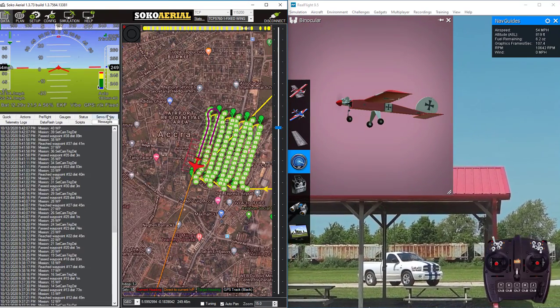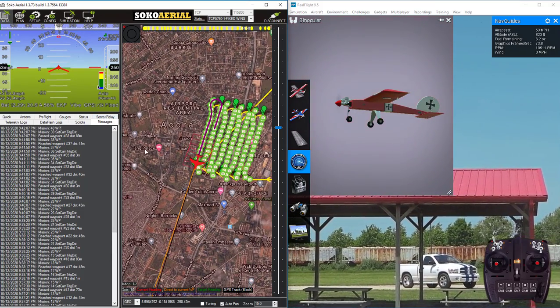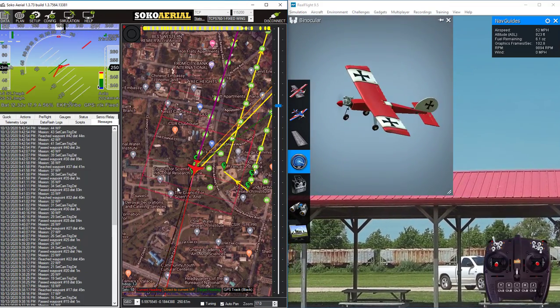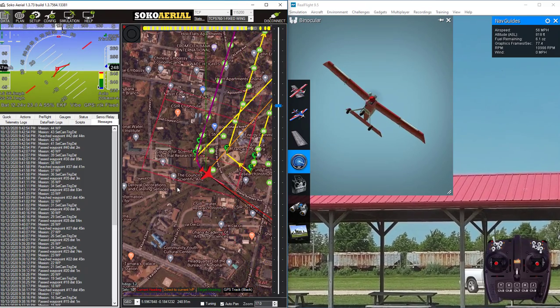So let's see. We're done with the last waypoint. And there it comes home.